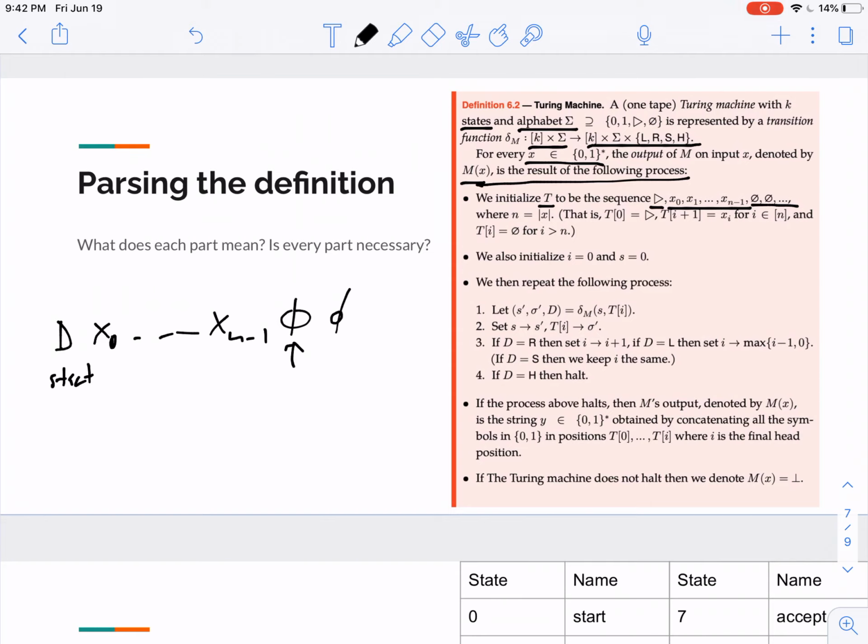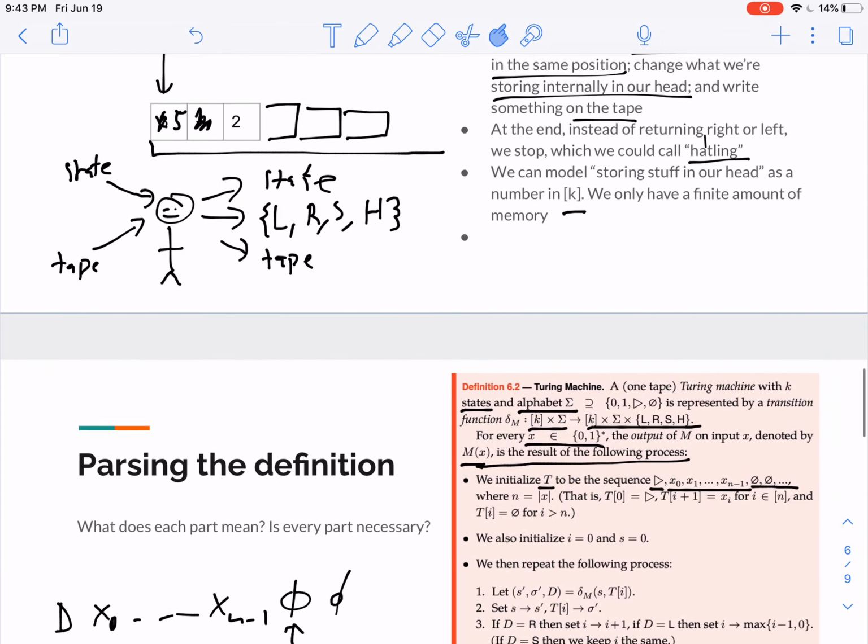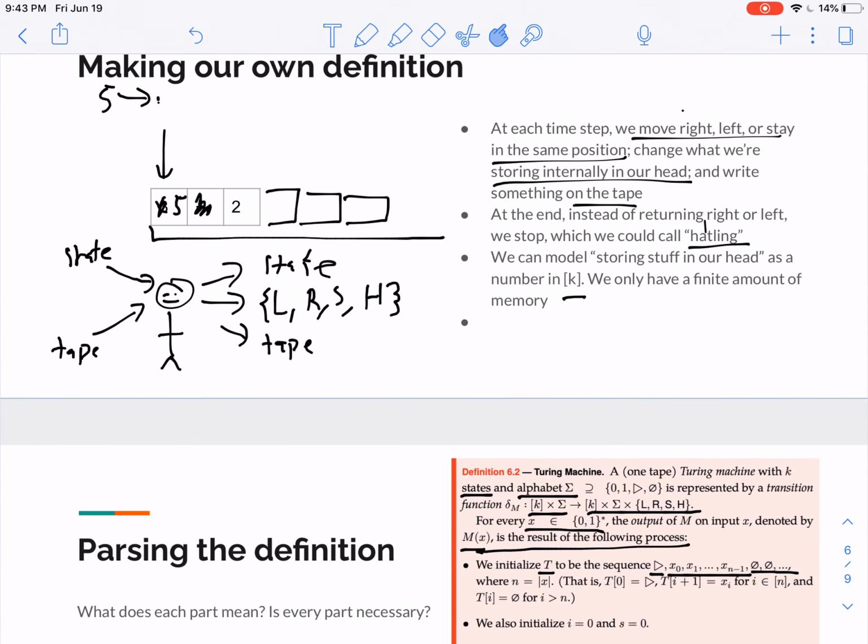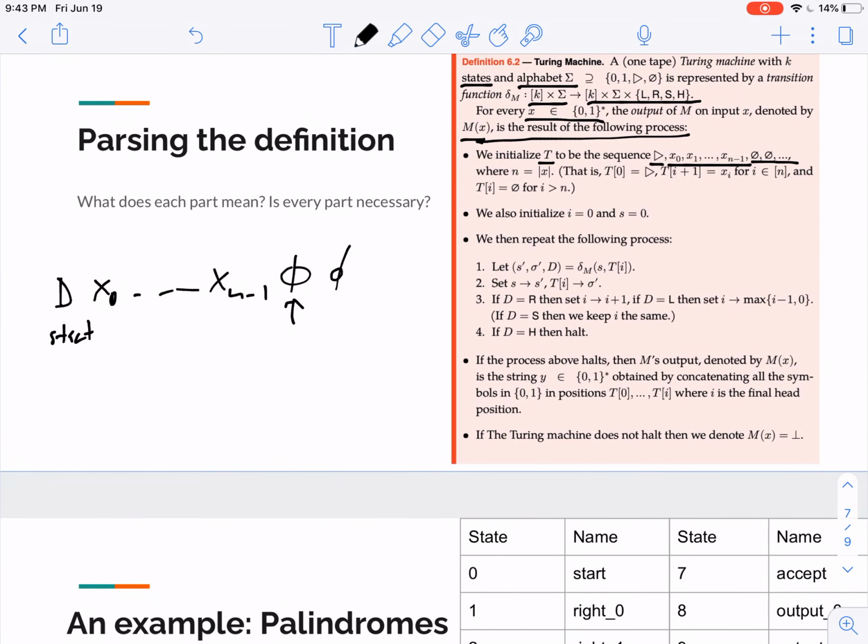But now we sort of understand, the alphabet is like the different things that we can write down on the tape. And so that's how we initialize our tape. So our tape is basically, to begin with, just like how we had in this example: whatever x is, the statement of the problem, and then there's a start symbol, and everything else is blank. Great. So then we initialize I to 0 and S to 0.